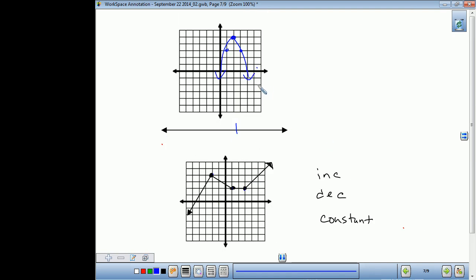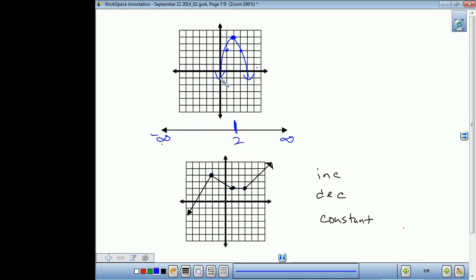Alright, so here we have a parabola. You don't have to know that either. But if we looked at this from negative infinity to positive infinity, we have one maximum value that we need to notate on here. What is the x at this point? 2.